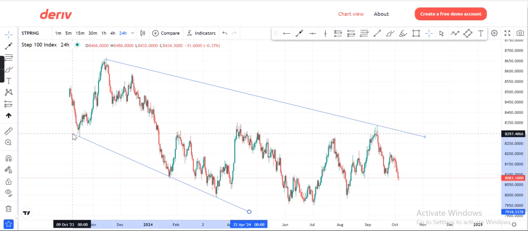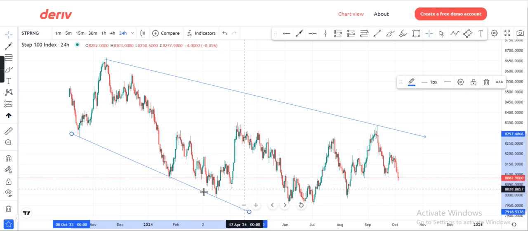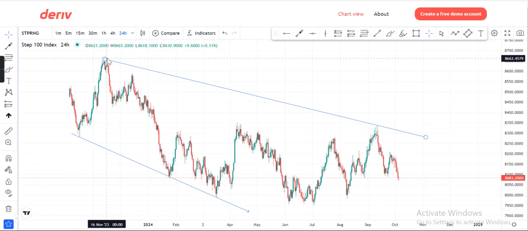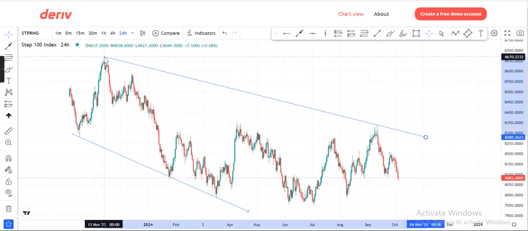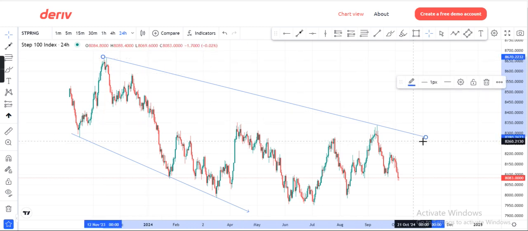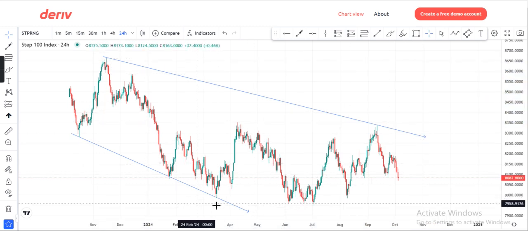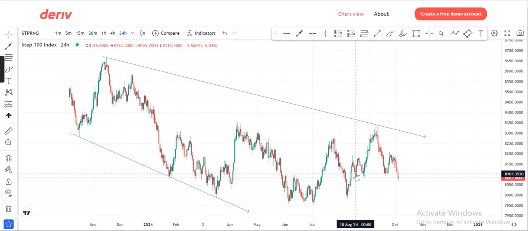Now I want to just connect it. I like to connect my trend from week to week. So we'll connect it from that week to this week. So now we already understand that the market is playing around this trend.